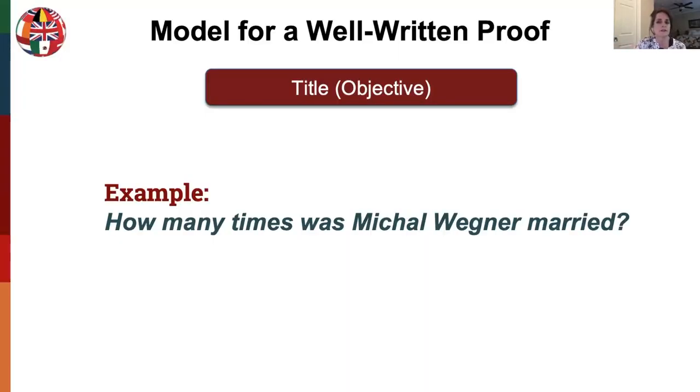Sometimes a question for a title is needed to properly convey the objective of the proof. This is the title for the proof that we will go over later on in this presentation. How many times was Michael Wegner married? Try as I might, whatever statement I tried just really wasn't conveying what I needed to in this proof, and so I went with a question.